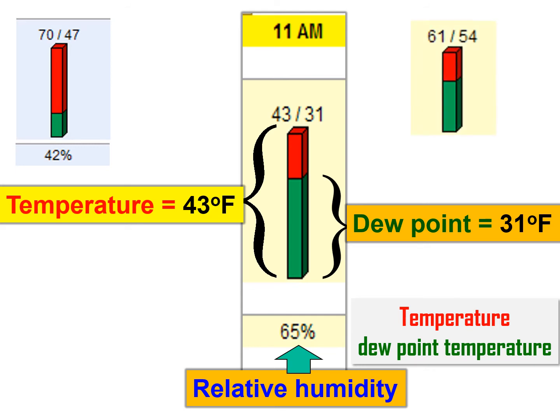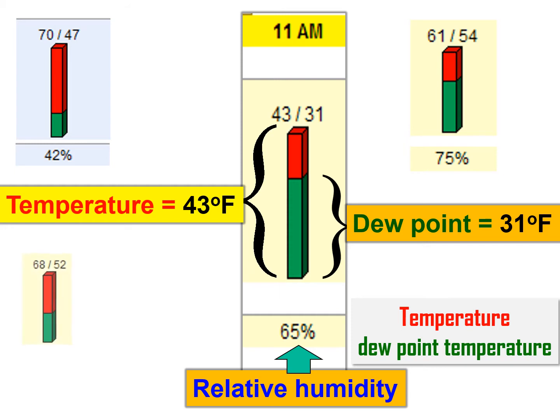Here, temperature is 61 Fahrenheit. Dew point temperature is 54 Fahrenheit. What's your guess about the relative humidity? You see, the dew point temperature and the temperature are pretty close. So this relative humidity is higher.